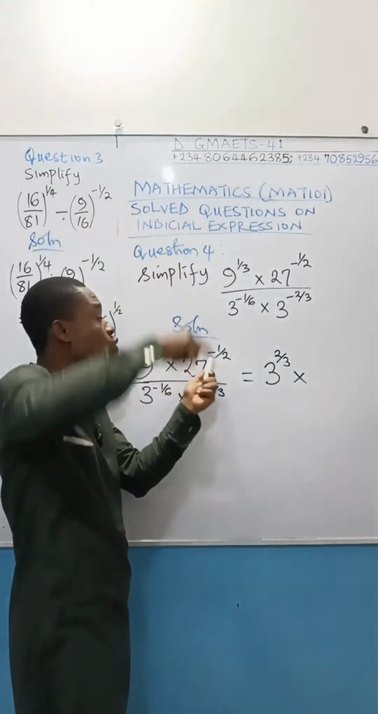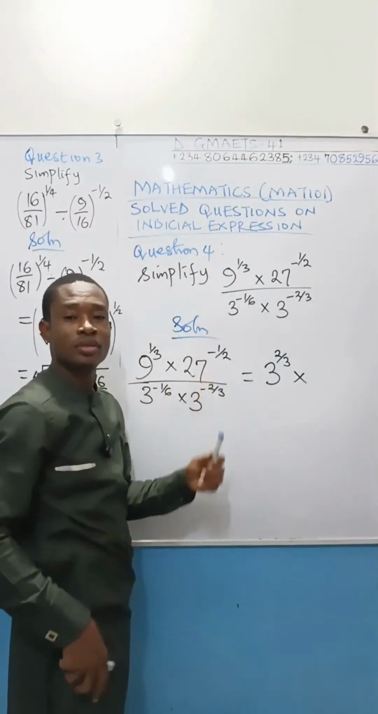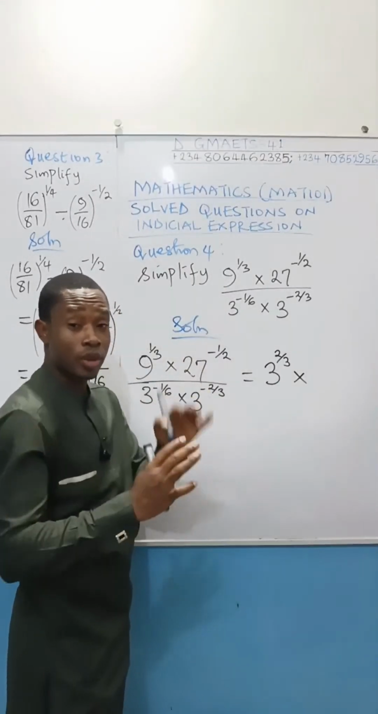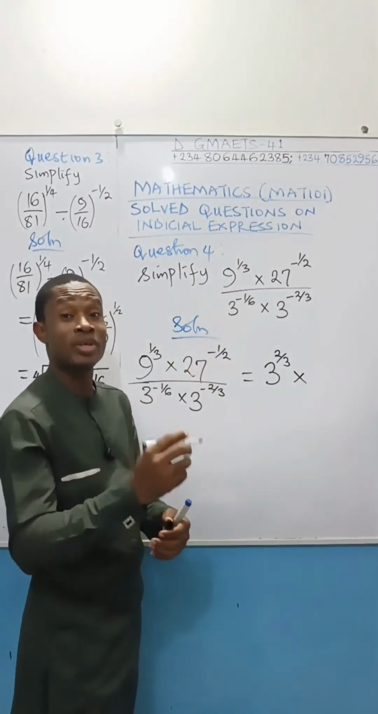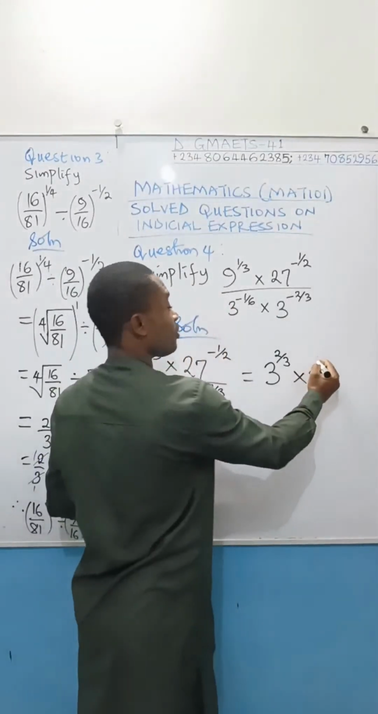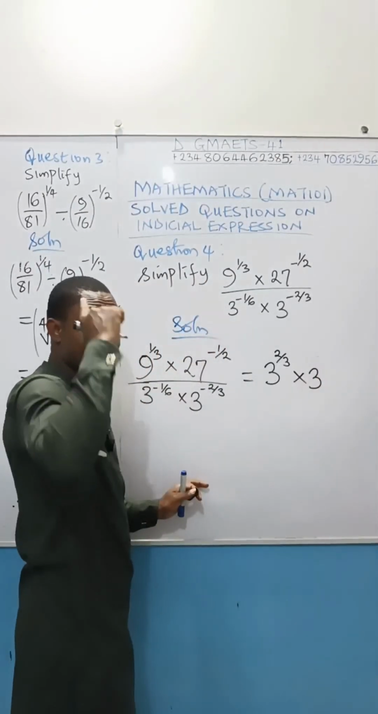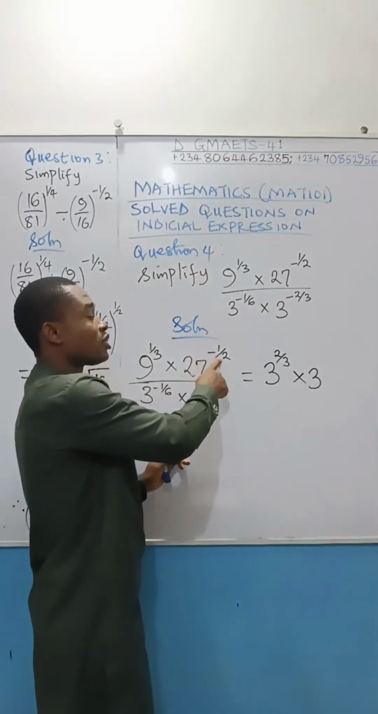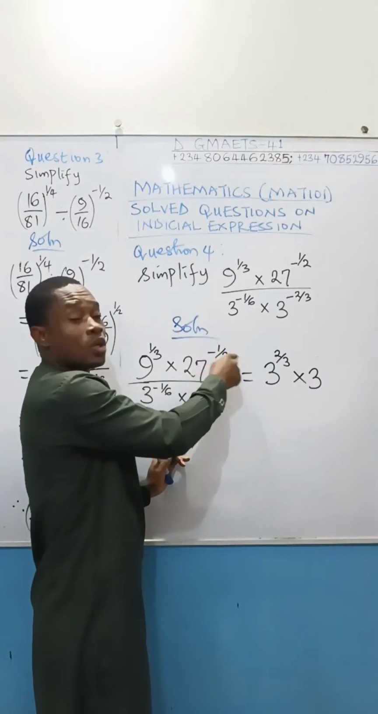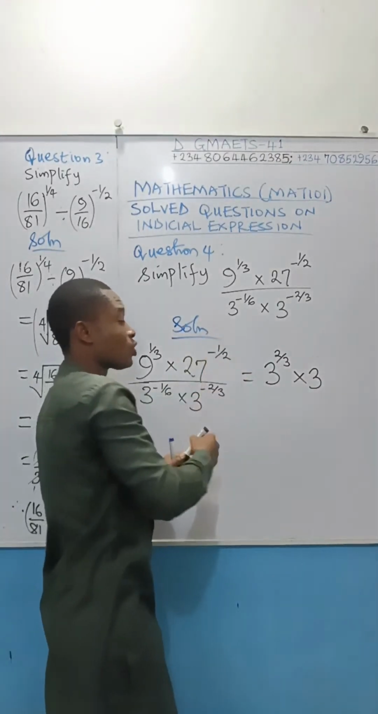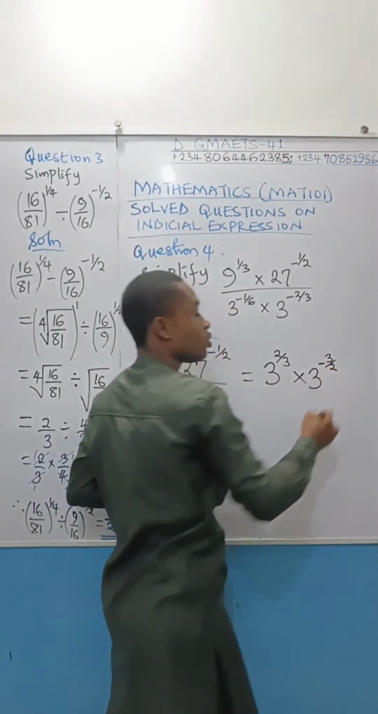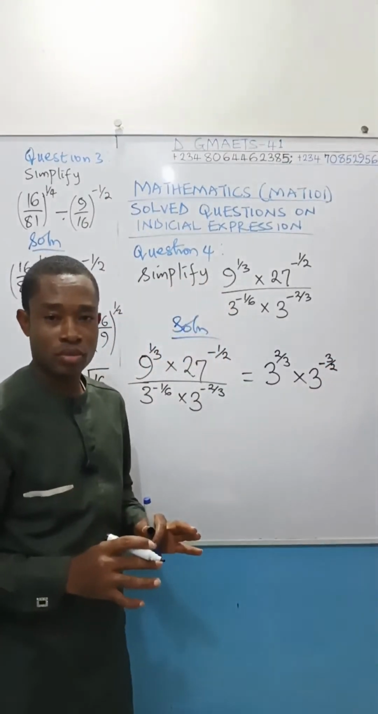So that power 2 will cancel this one. It's not done. So you just find the normal idea of how to break down 27 to a base. And 27 can be broken down to base 3. 3 raised to power 3 will give you 27. Now, power 3. That power 3 will multiply this power minus 1 over 2. If 3 multiplies minus 1 over 2, the 3 will multiply this minus 1, you will get minus 3, then over 2. This is what you're meant to do.